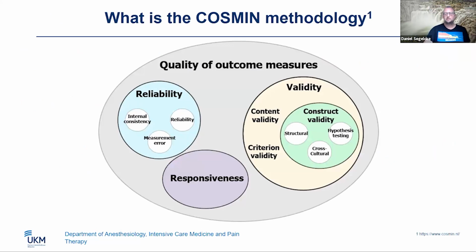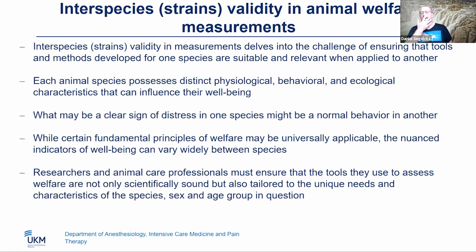The second psychometric factor is the intercultural validity. I rephrase this term into interspecies, in some cases interstrain, and in some special cases we also have intergenetic modified animals.